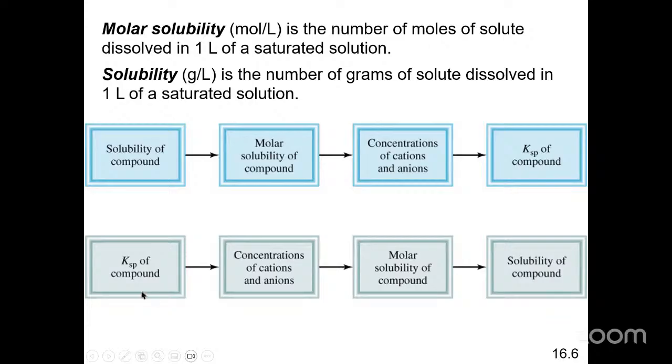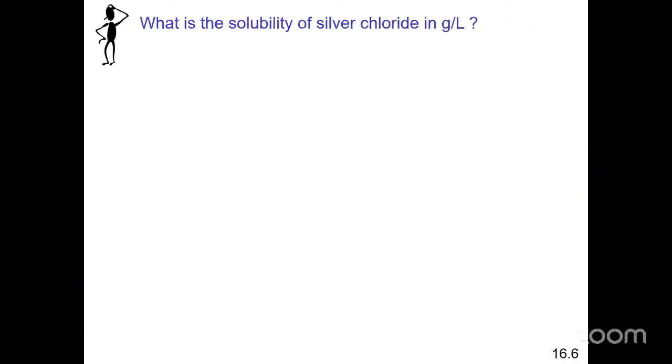Or if you're given the KSP of the compound, you do the reverse. Based on the stoichiometry, you can determine the concentration of the cations and anions, and then based on that, you can determine the molar solubility of the compound, and then you multiply that by the molar mass to get the solubility of the compound in water, right? So I think we're going to see a couple of examples of this.